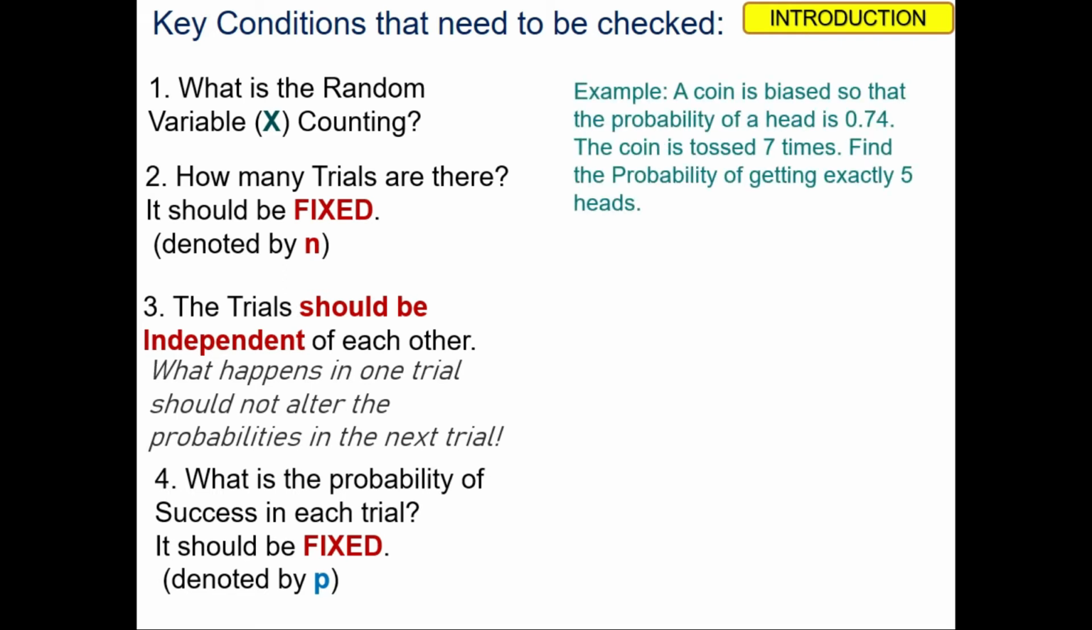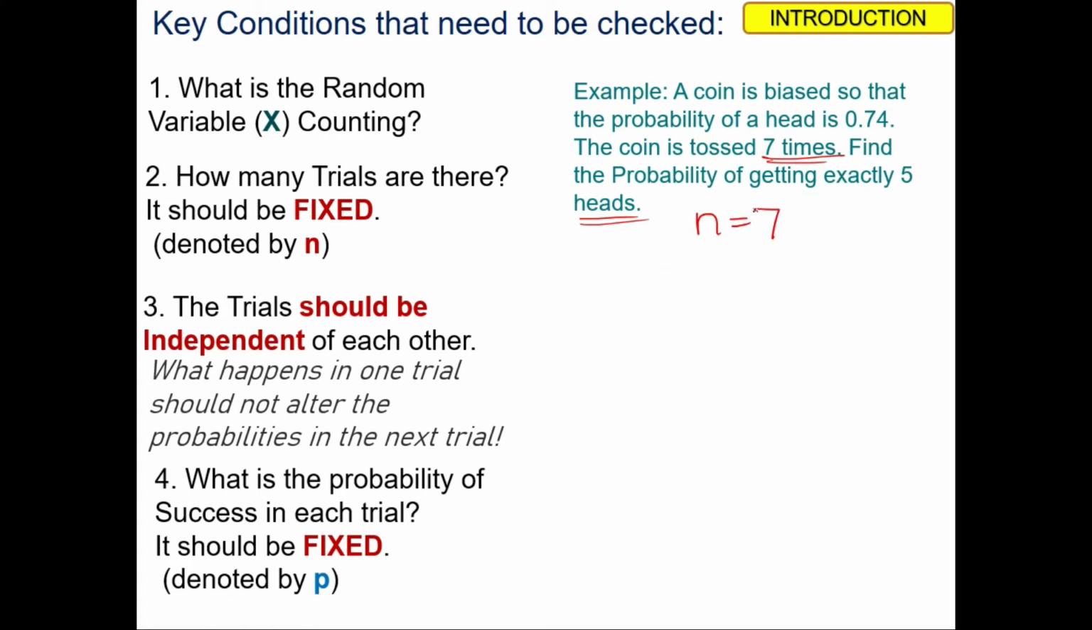A coin is biased so that the probability of a head is 0.74. The coin is tossed 7 times. Find the probability of getting exactly 5 heads. What is the random variable counting? It's counting the number of heads that you get. So your success is getting the outcome as a head, and here the number of trials: you have the coin being tossed 7 times. So your n is going to be 7.